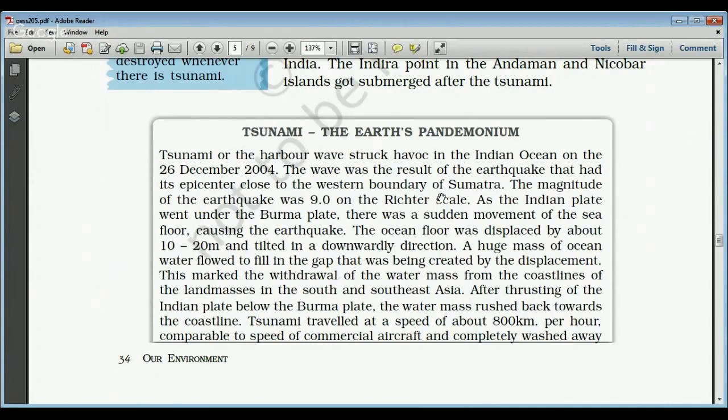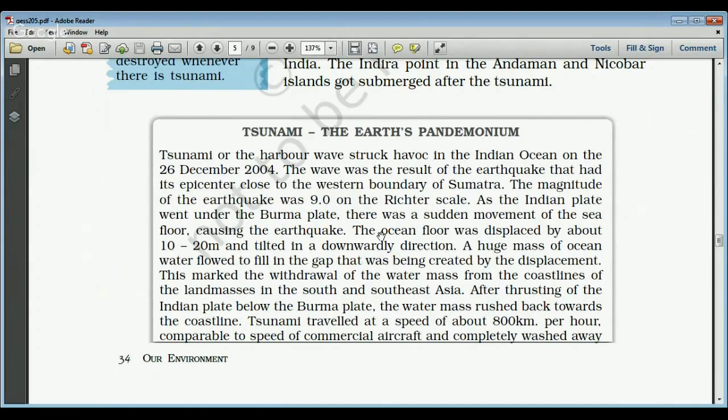I have told you that a tsunami always happens after an earthquake. So this was the result of an earthquake that had its epicenter close to Sumatra. See, these terms epicenter and focus we have already discussed in the previous chapters. Please refer to our previous chapter videos for these terms. The magnitude was 9 on the Richter scale. So it was a very big, very destructive earthquake.